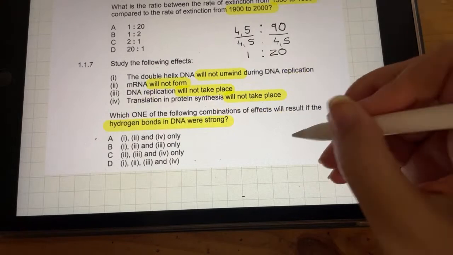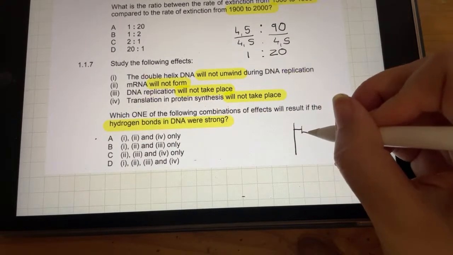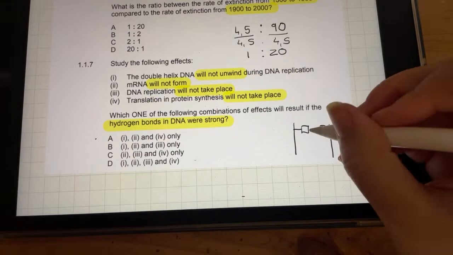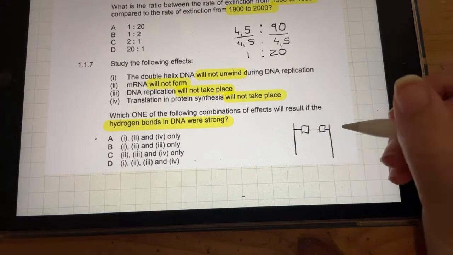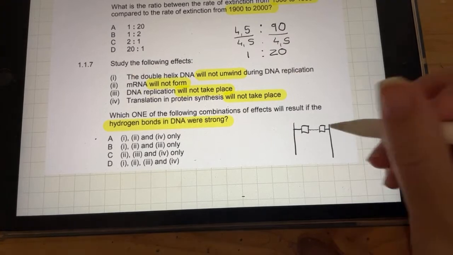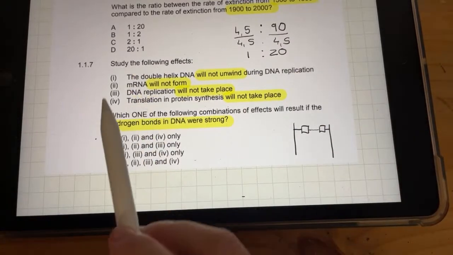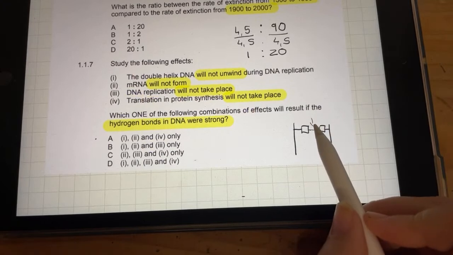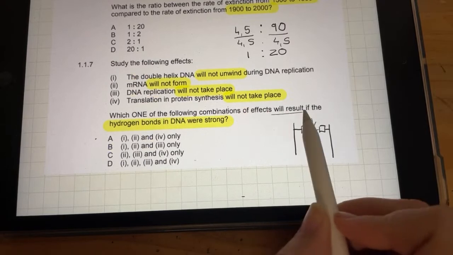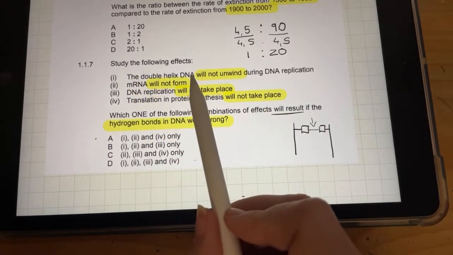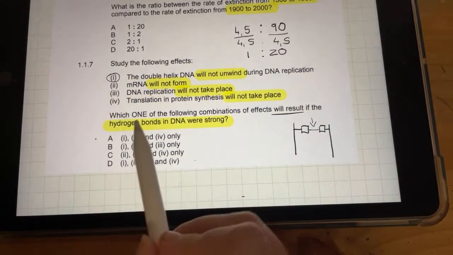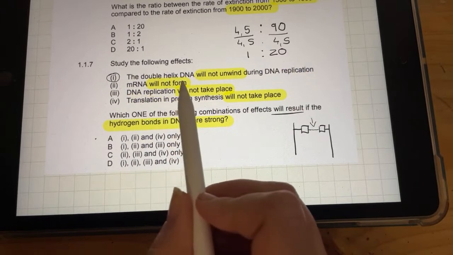Now, just remember, in DNA, you've got your nitrogenous base, and then you've got your other nitrogenous base on the other side, and holding them together is a weak hydrogen bond. Now they're saying, what happens if it was strong? So it never broke. So if these bonds over here never broke, which of the following combinations will result? The double helix will not unwind during DNA replication. Yes, so it's got to have that in it. mRNA will not form.